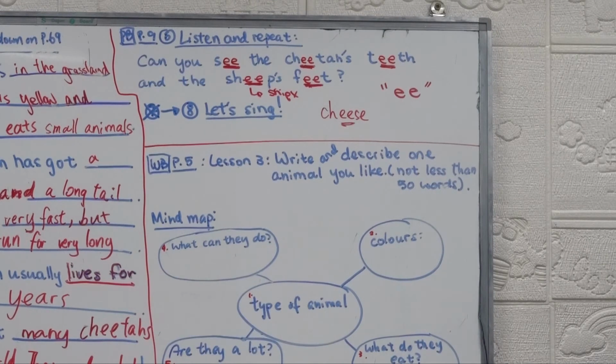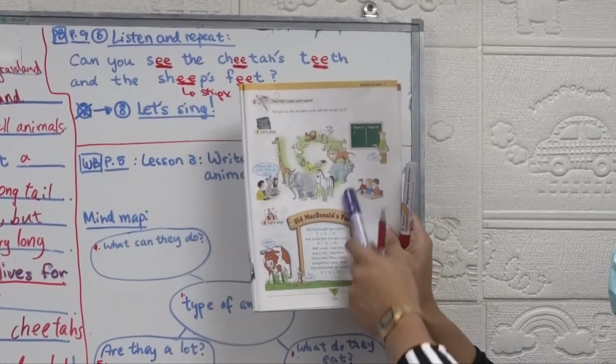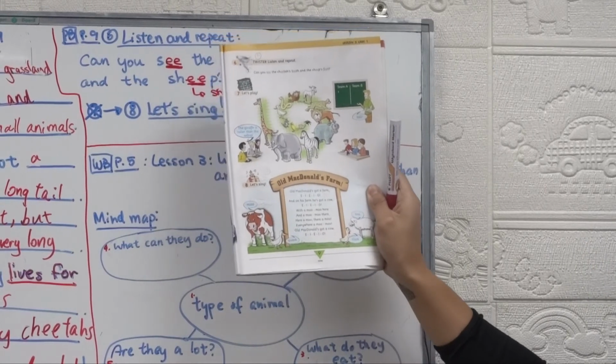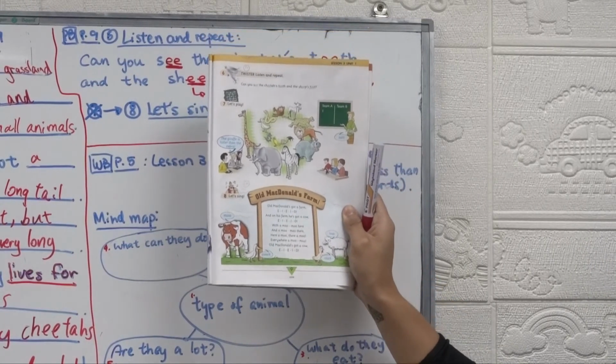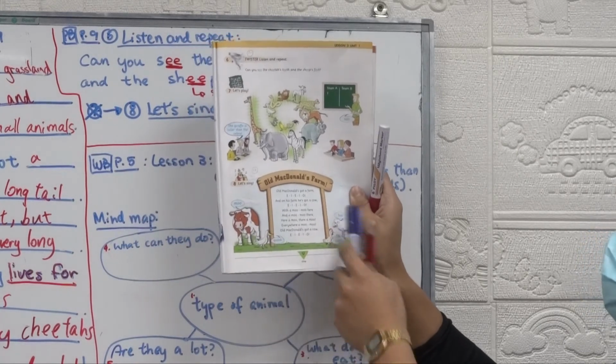All right, so we'll have to skip the next part, okay? The game here, we can't really play together. So let's go to the song, Old MacDonald's Farm. I'm pretty sure some of you are quite familiar with it. We will change the animals later.